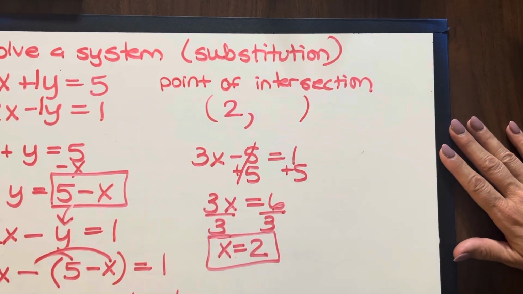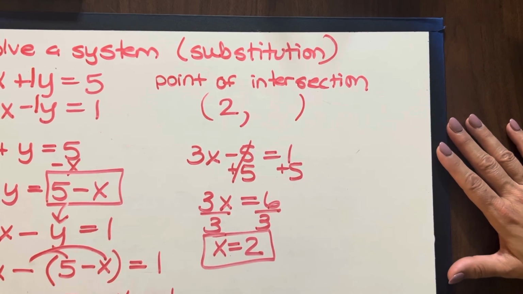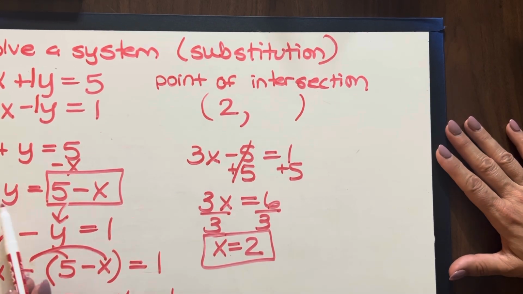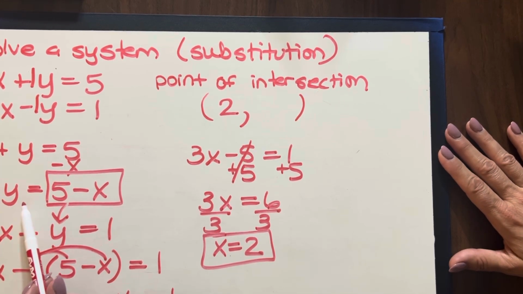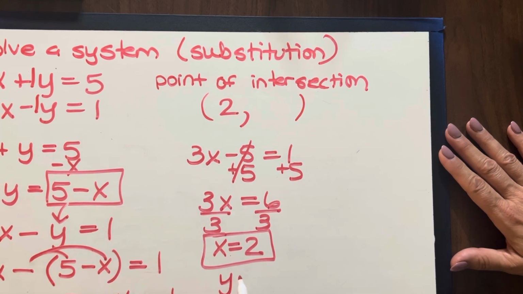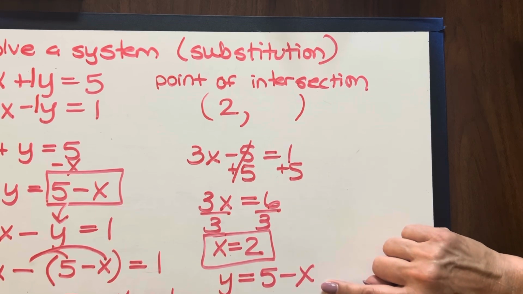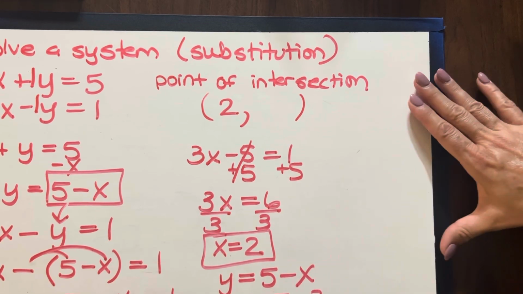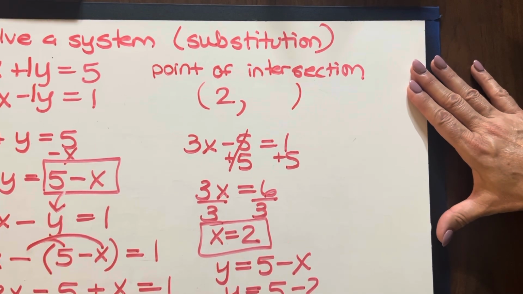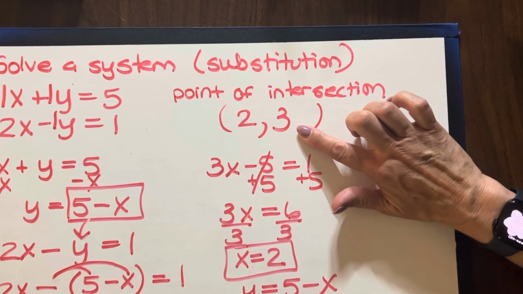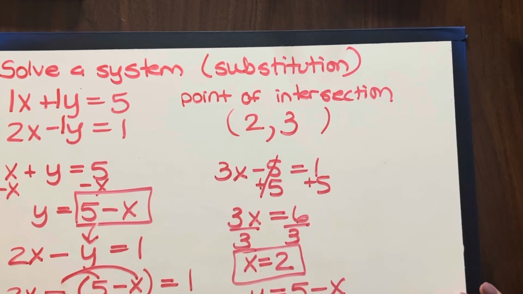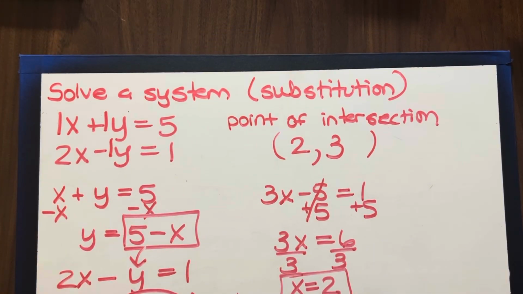So I'm going to put the x up here in my point. Now, to solve for the y, remember this nice little equation over here that we solved for y? Let's use this and plug our 2 in. So we have y equals 5 minus x, but the x is the 2. So we're going to have 5 minus 2. So we get y is equal to 3. So what that tells me is the 3 is the other part of my point, and that is my solution. That's my point of intersection for my system of equations.